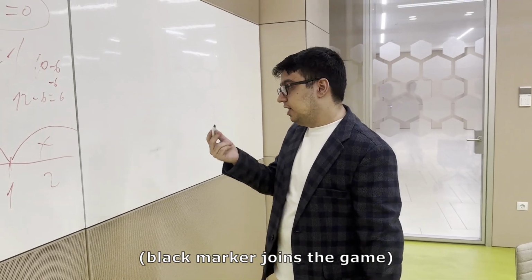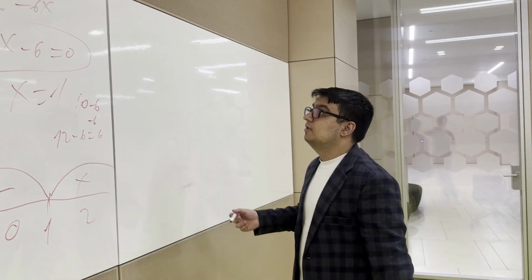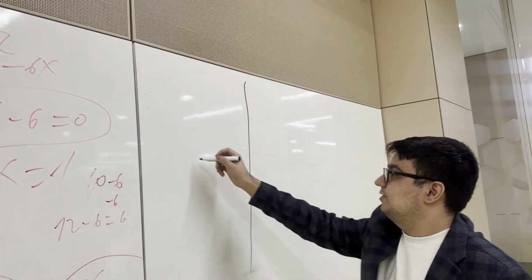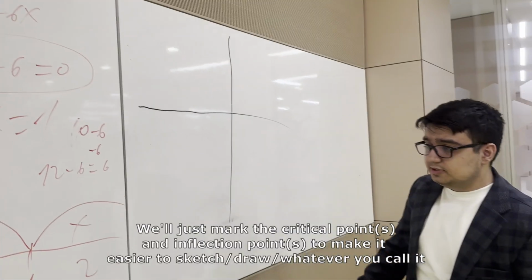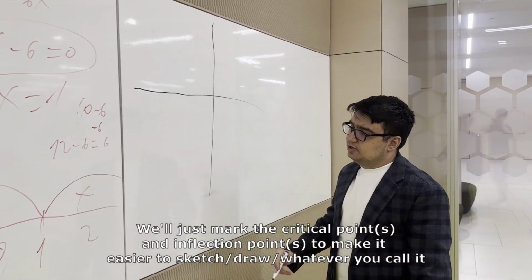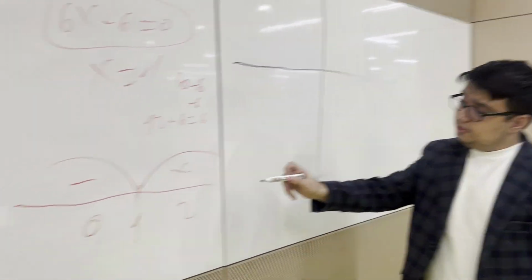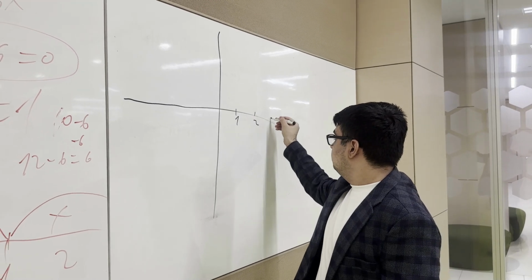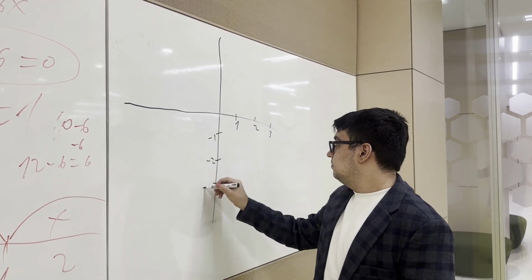I'll change to the black marker because I used all of them. Okay, so we'll mark the critical points and inflection points for easier sketching. So our inflection point is at 1. That's 1, 2, 3, minus 1, minus 2.